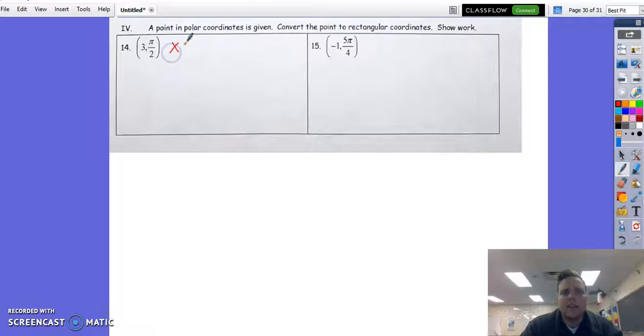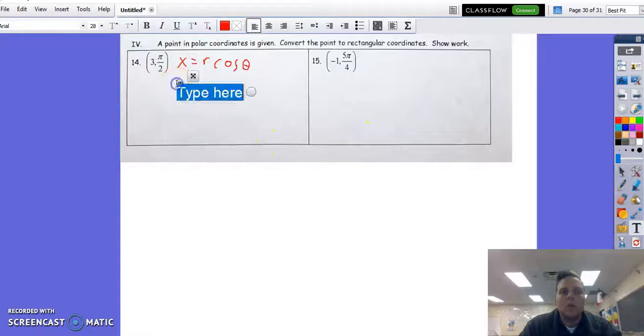We know that x is simply equal to r cosine theta. My handwriting's bad. So for this problem, I can just use a text box. We know that r for this problem is 3, and we know that theta is just pi divided by 2. Well, you can grab a trig chart to figure out what pi divided by 2 is. So you're going to get x is equal to 3 times, so I pull up my trig chart, and I see that cosine at pi divided by 2 is 0.